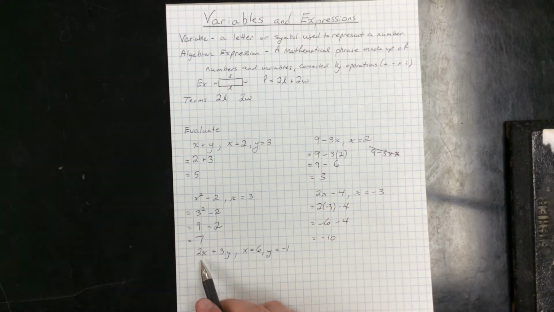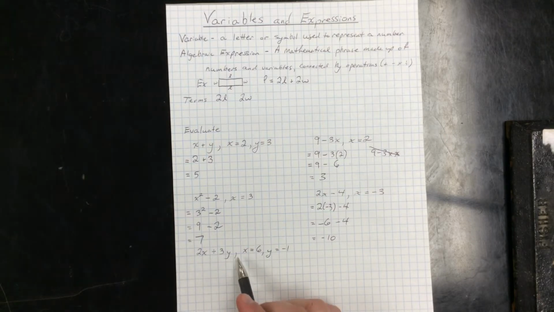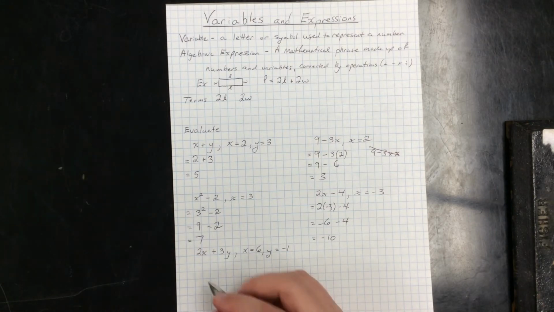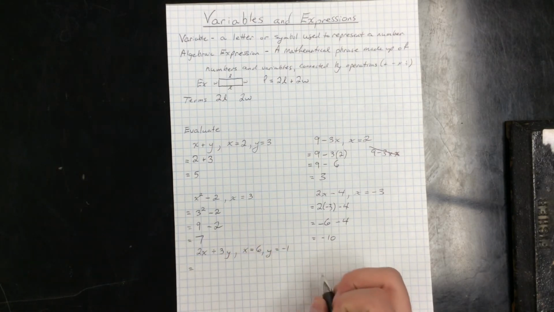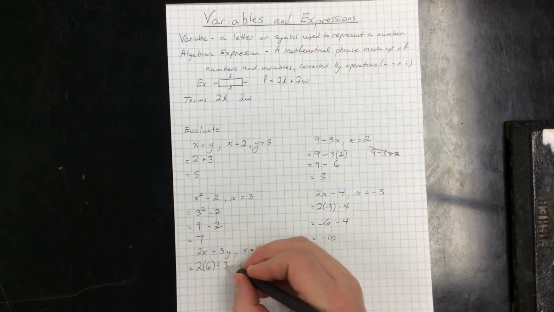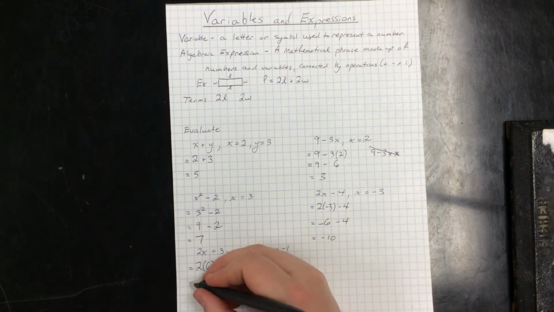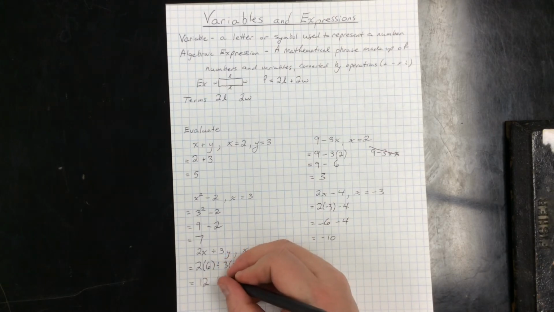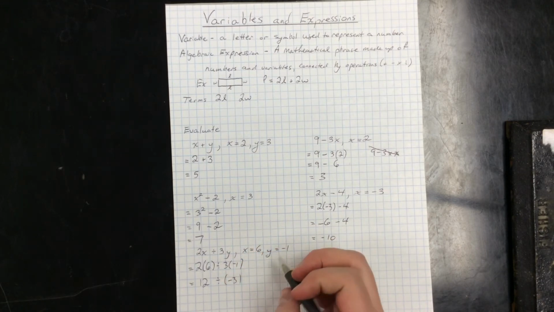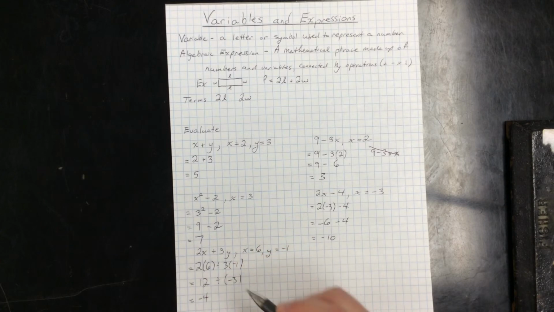The last one we're going to try has a division in it as well. We have 2x divided by 3y when x is equal to 6 and y is equal to negative 1. So we can do all the substitution in the same step. So we're going to take the x out and put a 6 in. 2 times 6 divided by 3 times negative 1. 2 times 6 is 12. Divided by 3 times negative 1 is negative 3. 12 divided by negative 3 is negative 4. So we've evaluated 2x divided by 3y when x is equal to 6 and y is equal to negative 1.